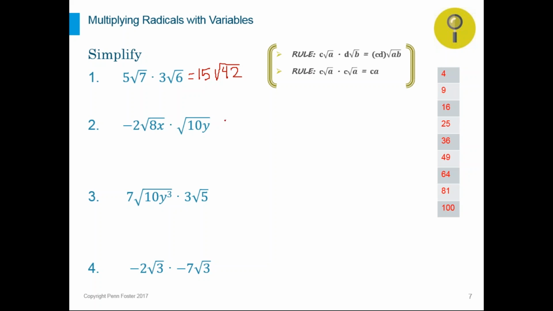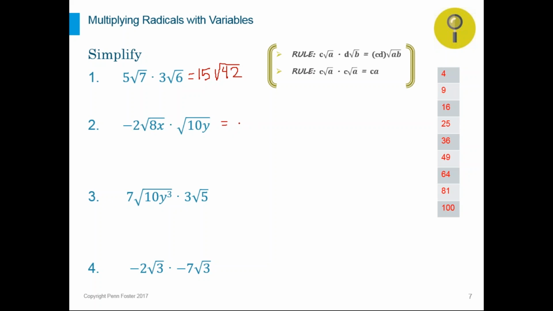Times 10, or the square root of 10 times y. Okay, well, the rules will not change. If we have variables, if we have negative numbers in front, the rules stay the same. Now, before I go ahead and multiply, I notice an 8 here. 8 has a perfect square factor because 4 times 2 gives you 8. I need to break this down before I multiply and end up with huge numbers.